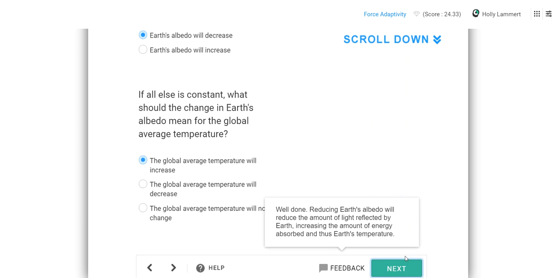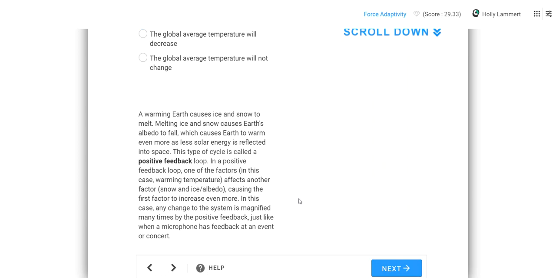Well done. All right, so a warming Earth causes ice and snow to melt. Melting ice and snow causes Earth's albedo to fall, which causes Earth to warm even more as less solar energy is reflected into space. This type of cycle is called the positive feedback loop. In a positive feedback loop, one of the factors, in this case warming temperature, affects the other factor, snow and ice or albedo, causing the first factor to increase even more.